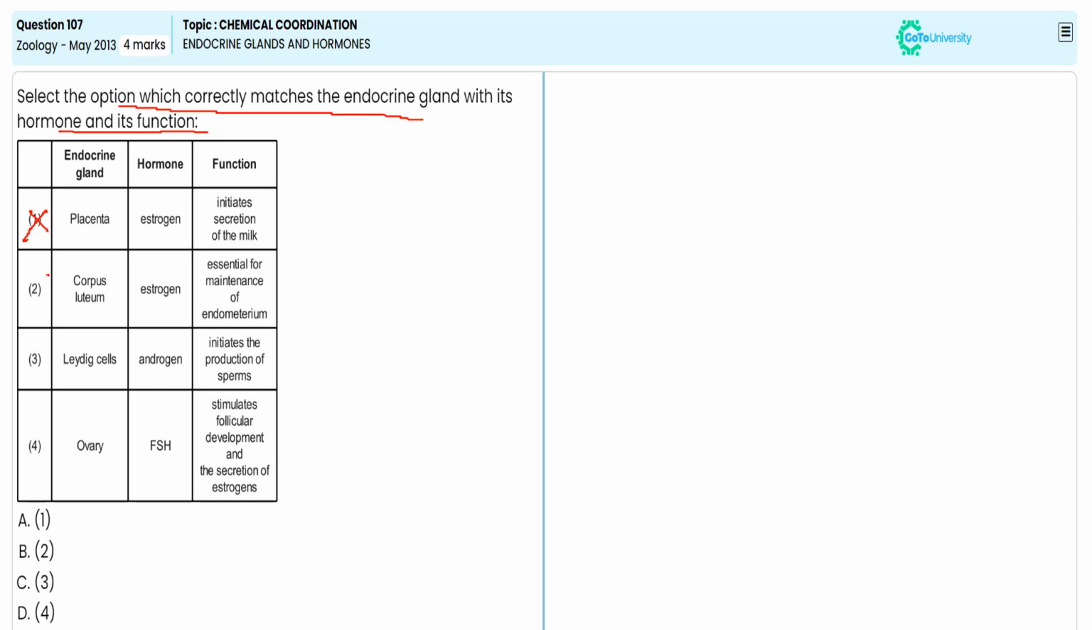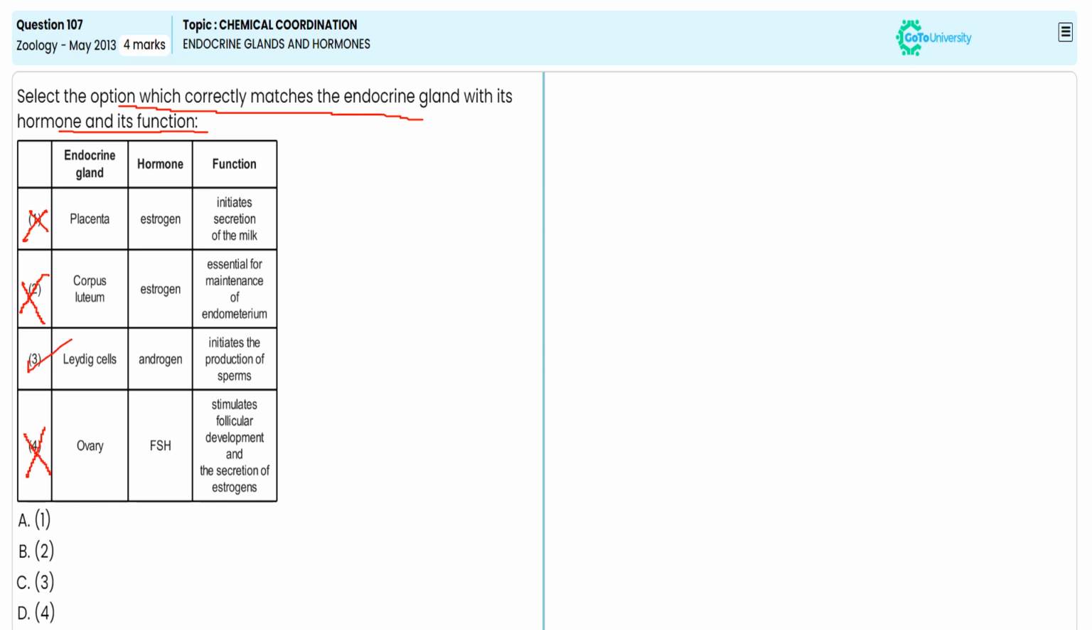Why are we avoiding option 2? Because the estrogen is formed by the granulosa cells of the follicles, but not by the corpus luteum. Why are we avoiding option 4? Because the follicle stimulating hormone is formed by the pituitary gland, but not by the ovary.